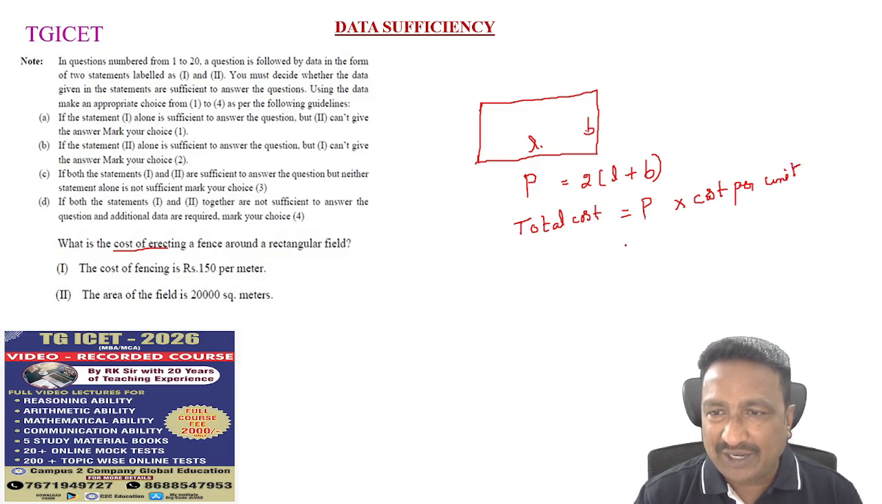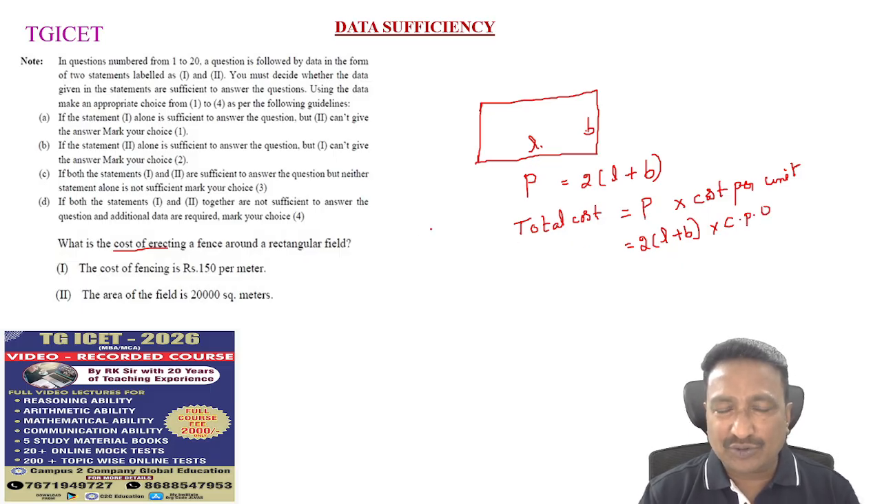That means what is the perimeter? 2 into L plus B. So we should know the length, we should know the breadth, and we should know the cost per unit. Then only we can answer this question. So this is information we should know before entering into the statements. Now look at the first statement. What is the first statement? The cost of fencing is 150 rupees per meter.